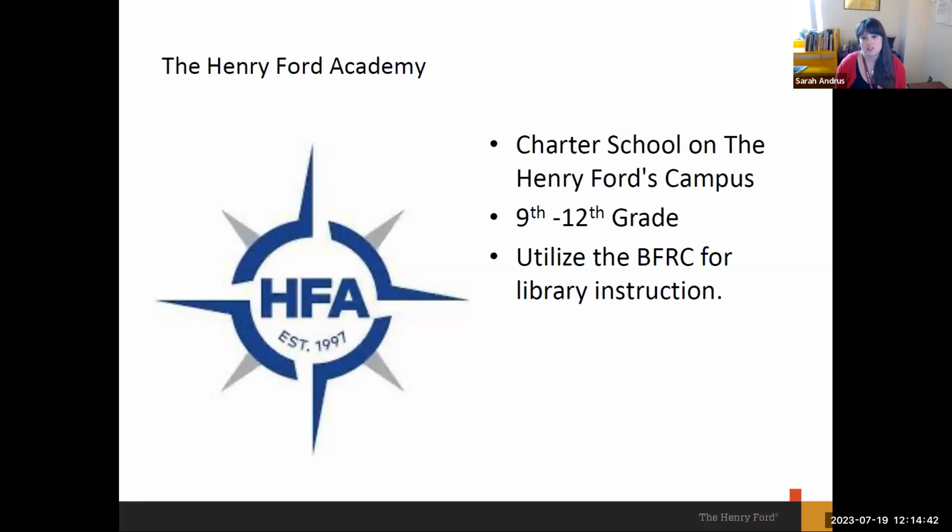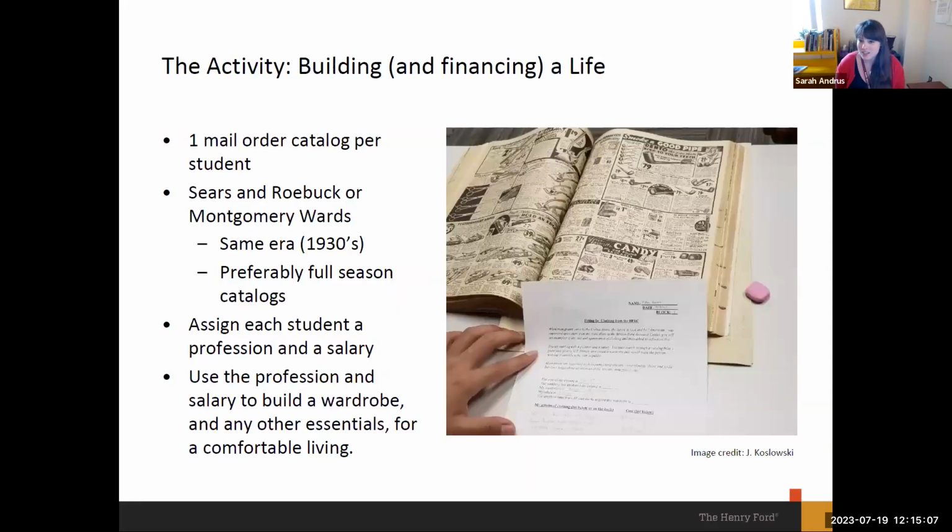The Henry Ford Academy is just high school. They utilize the Benson Ford Research Center for instruction. Without any media center or library, I work closely with their teachers to work on information literacy, research methodologies, and now working with primary sources is something we've gotten really into in the last few years. We can go to the next slide where I will actually talk about the activity.